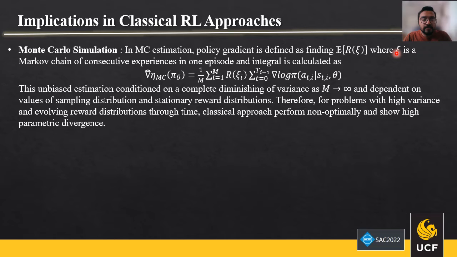And this integral is only dependent on the sampling distribution and stationary reward distributions. So whenever we face a problem with high variance and evolving reward distributions through time, classical approaches fail miserably and they perform non-optimally. Moreover, they show parametric divergence when faced with high variance environments.